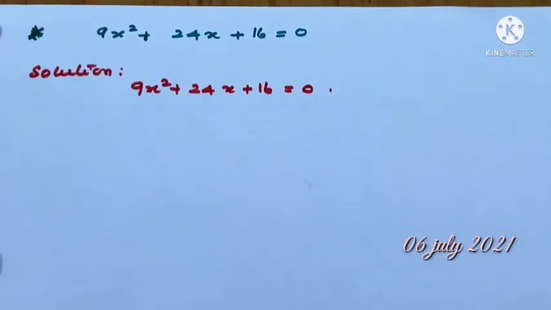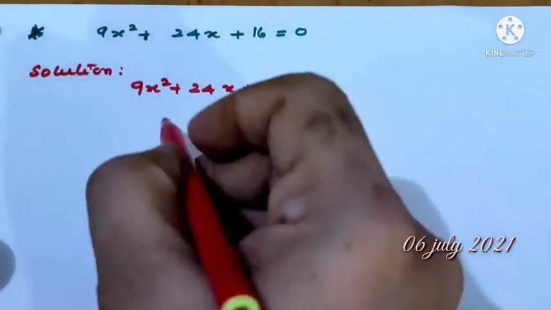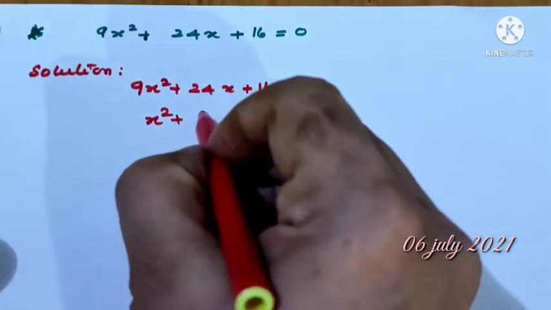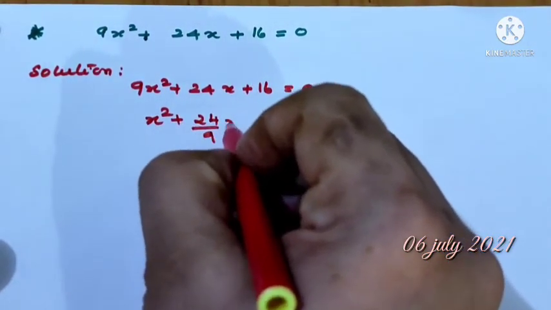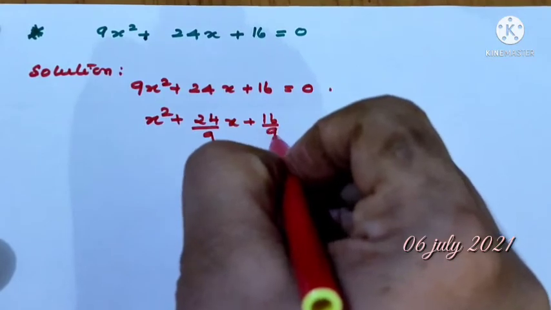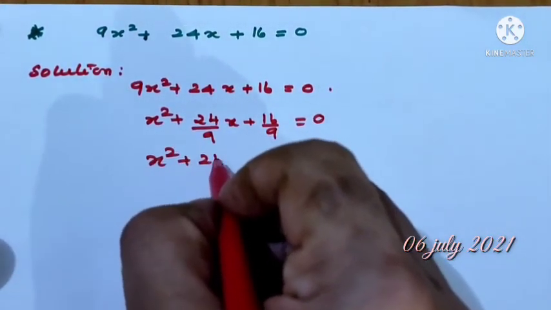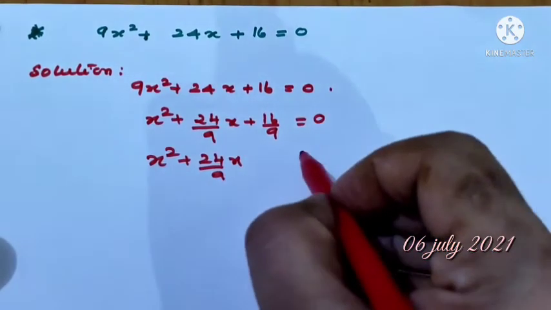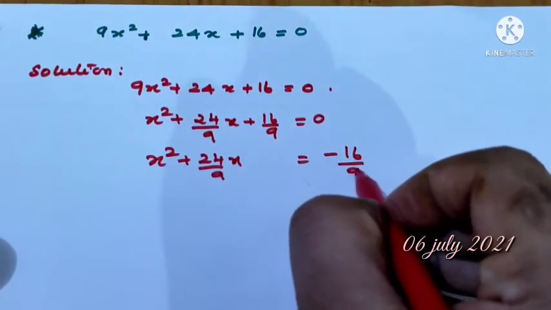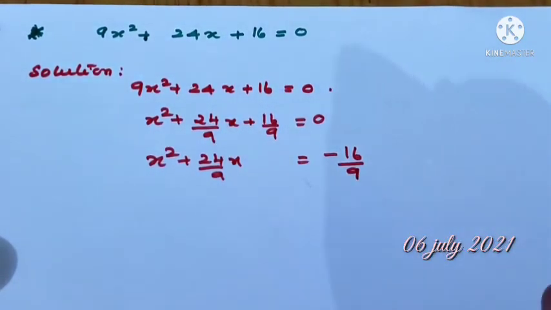Third question, 9x square plus 24x plus 16 equal to 0. Here also coefficient of x square is more than 1, that is 9. So divide the equation with 9 only. So x square plus 24 by 9 x plus 16 by 9 equal to 0. Next step, x square plus 24 by 9 x, and the minus term, minus 16 by 9, because we are taking it to the other side.